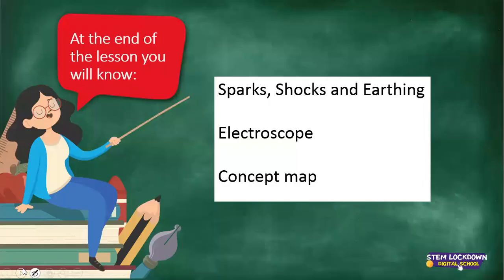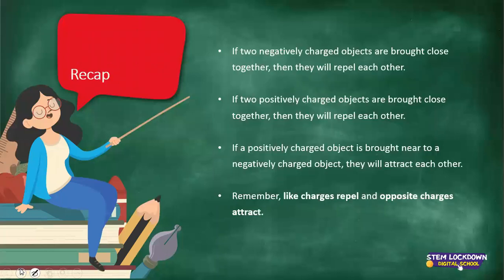So yesterday we spoke about static electricity, and we'll recap on static electricity, and I'll also be explaining sparks, shocks, and earthing as well. I'll explain the purpose of an electroscope, and we'll do a concept map. And also, while I'm discussing sparks, shocks, and earthing, I'll also go over and just revise static electricity again because it still has to do with static electricity.